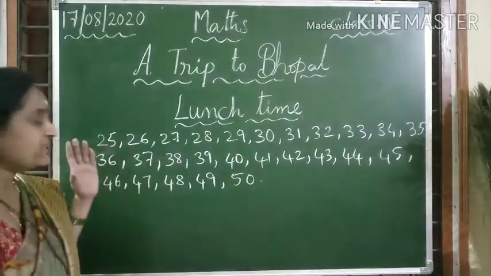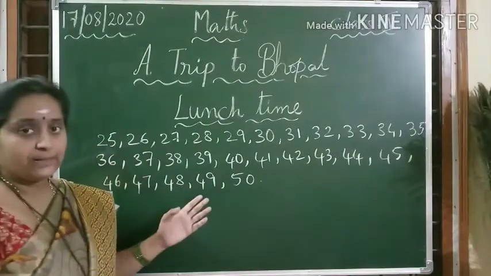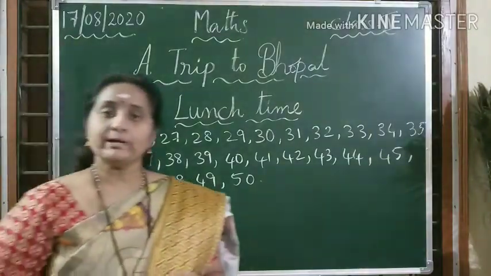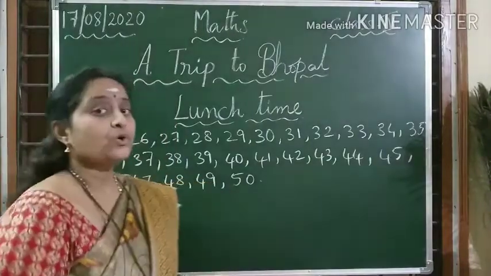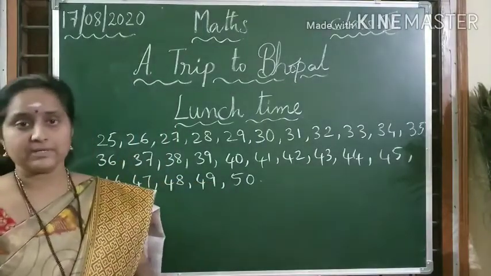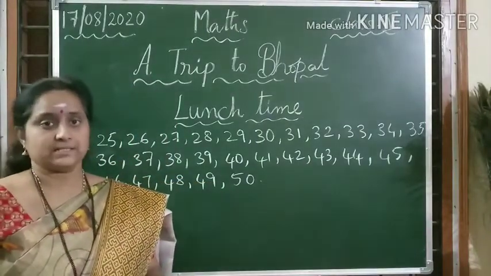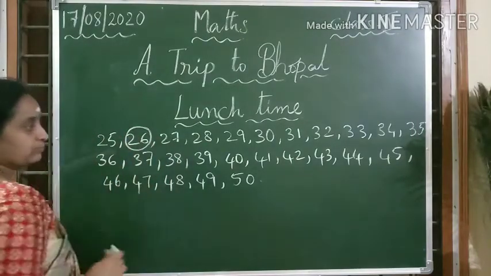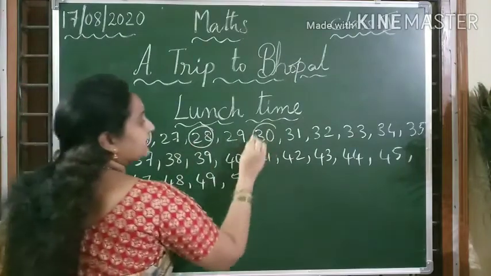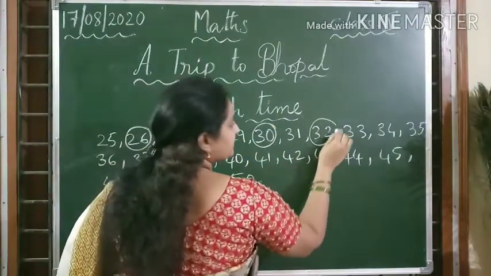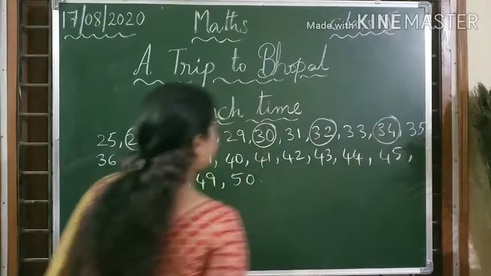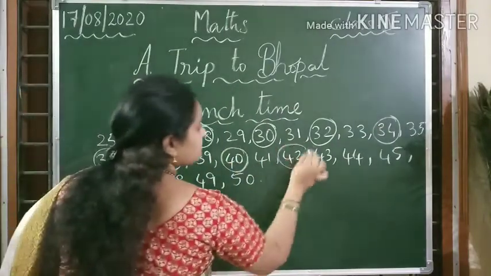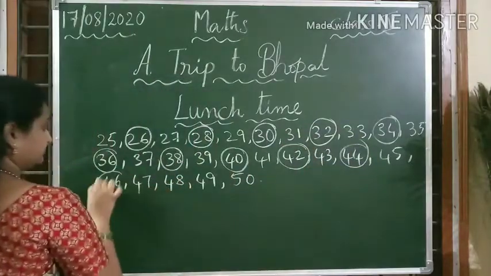Okay. Now first let us see for the divisibility by 2. Here we know that 2 is an even number. So you learned about even and odd numbers last year. So here 26 is divisible by 2, 28, 30. The number ending with an even number is exactly divisible by 2. So these numbers are divisible by 2.